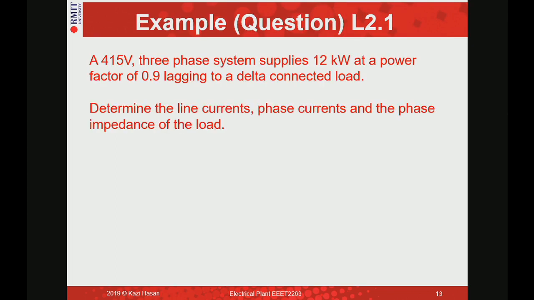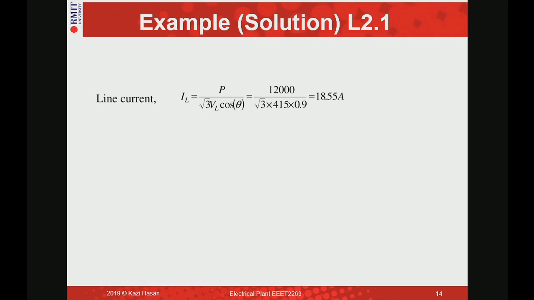So look at the question again. A 415 volt, 3-phase system supplies 12 kilowatt power, lagging power factor 0.9, delta connected load. Delta connected load means phase voltage and line voltage are the same. So that is VL given, P given, cos theta given. We need to determine IL first. So you just write simply this equation. Line current IL will be P over root 3 VL cos theta. The value of P is given, VL is given, cos theta is given.